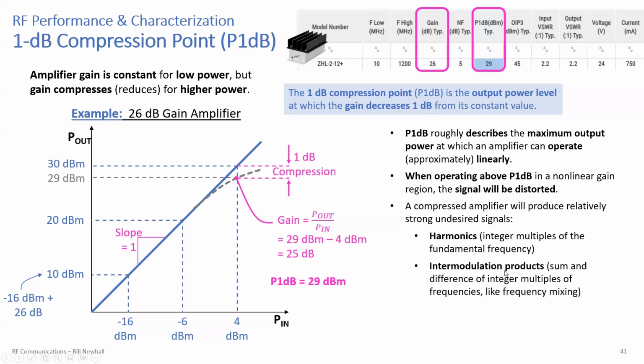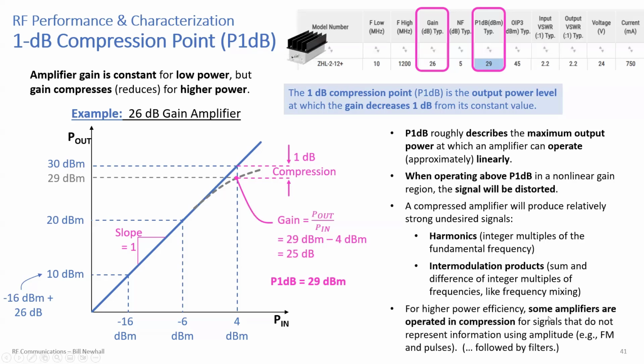You might also see intermodulation products. Intermodulation products will increase near the compression point. And these are sums and differences of integer multiples of frequencies. That's just like frequency mixing. In a mixer, we wanted this nonlinear characteristic so that we could cause these intermodulation products, right? Normally undesired, except when you're using a mixer. But in this case, if we're just using an amplifier, and we don't want these products, well, that's undesired.